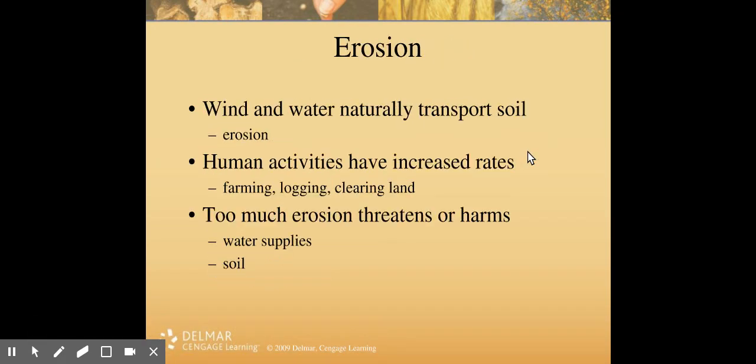There. Okay, erosion. Wind and water will naturally move soil. That's always going to happen. It's impossible to completely stop it, but we have increased that quite a bit. Anything we do to clear land, not leave what was originally there, it's probably going to speed up the rate of erosion. Too much erosion could contaminate the water. If you've got a slow moving river, it could just stop flowing if there's enough erosion clogging it up. Obviously, it's not great for the soil. If you take our nice Iowa black topsoil and wash it all down the river, that doesn't leave us much to farm with.